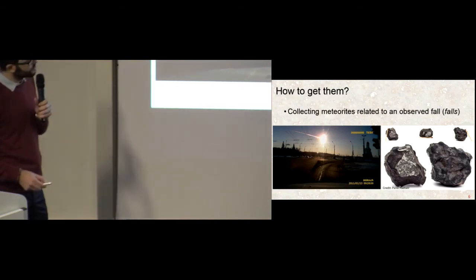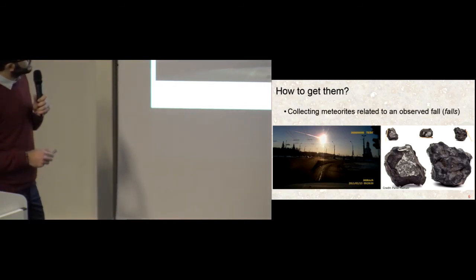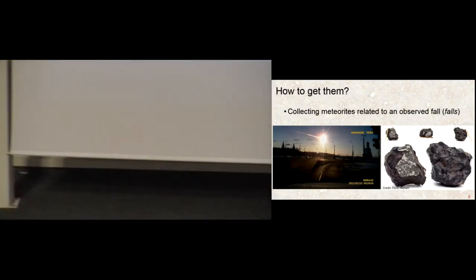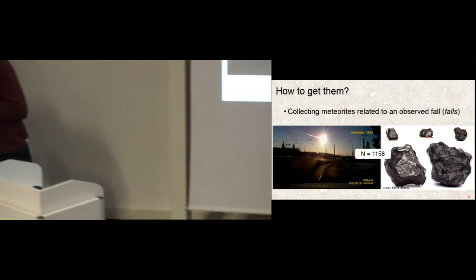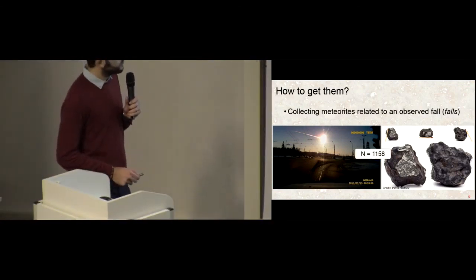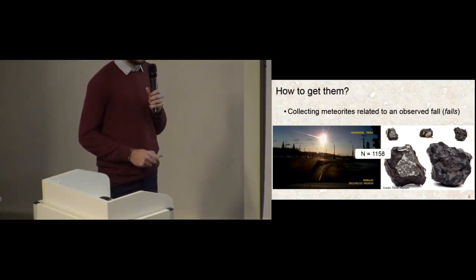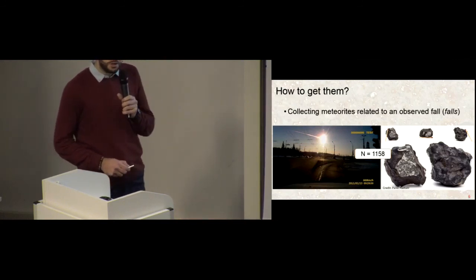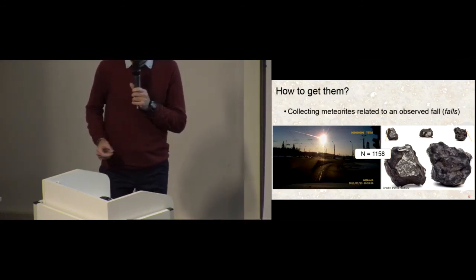So these kinds of meteorites, which are related to the observed meteors, are called fall meteorites, and they are very important because the number of these meteorites that we have in our collections is not very large. It's less than 1,200 meteorites in all collections that we have.